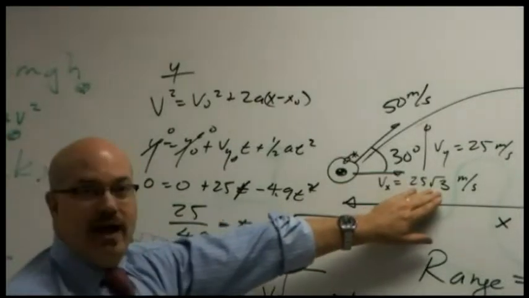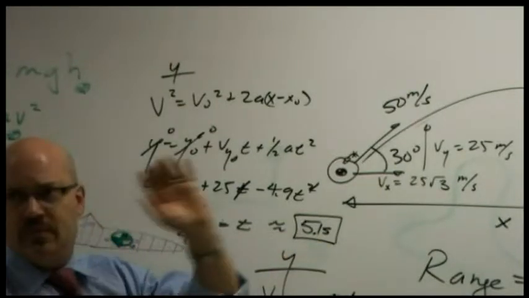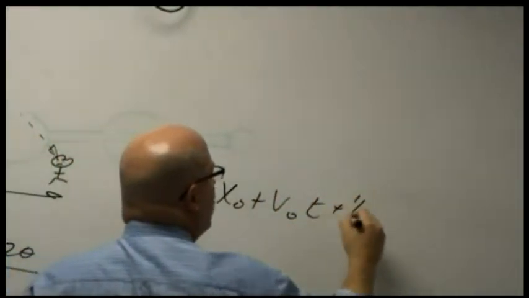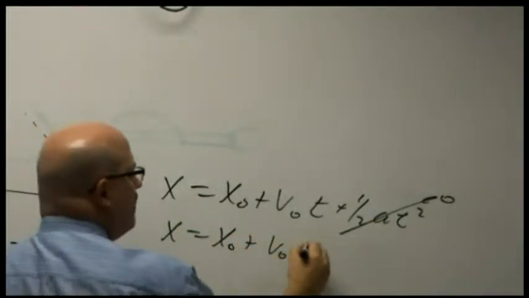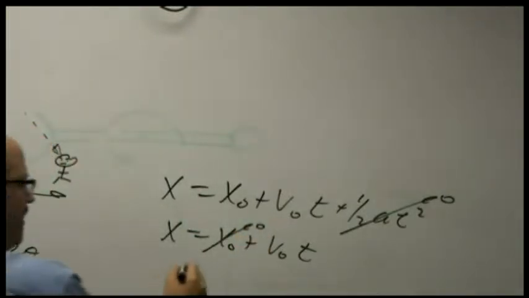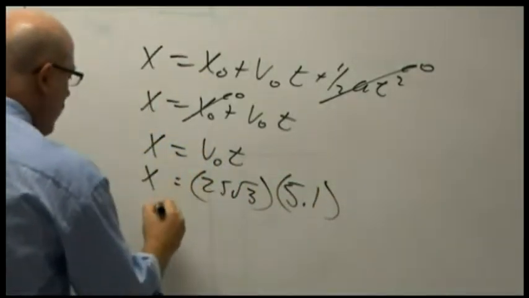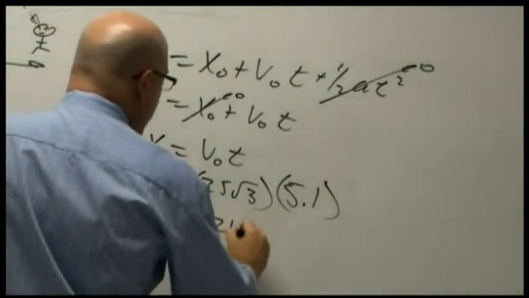All right, now with 5.1 seconds, we can tell how far it goes, right? Because this is its velocity, this is the time, and why is that enough in the x direction? Because there's no acceleration, right? And so this equation, x equals x naught plus v naught t plus 1/2 at squared, has no acceleration. So x equals x naught plus v naught t. And since we're starting at 0, probably, unless they tell us otherwise, then x equals v naught times t. Our v naught is 25 square root of 3 times 5.1. So what's x? Approximately 221 meters.